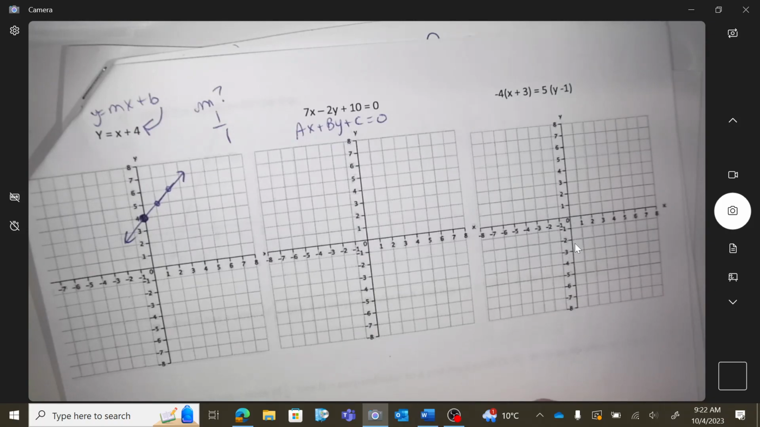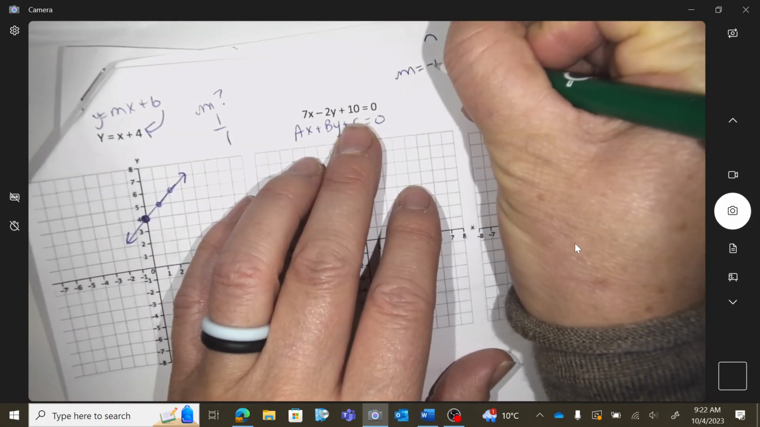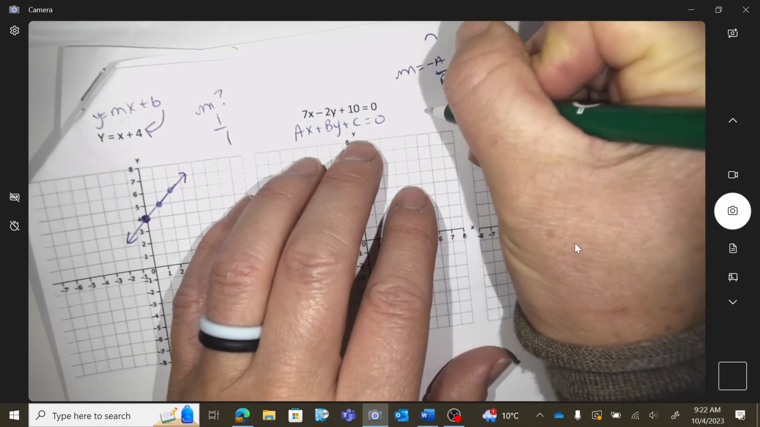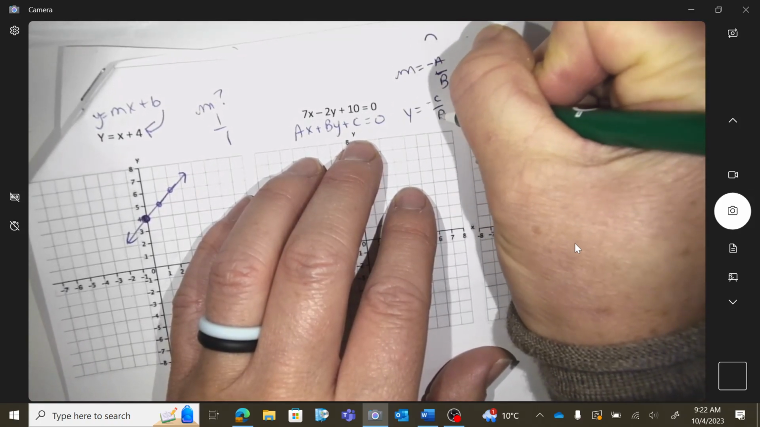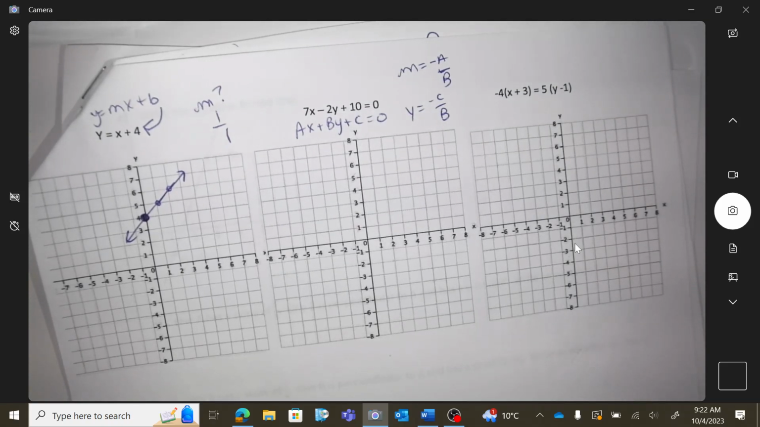So I gave you 2 options. You could do option 1, just algebra it. Get y alone. Option 2 is that I give you formulas on your formula sheet. Those are the formula sheet options, and I'm going to do algebra.